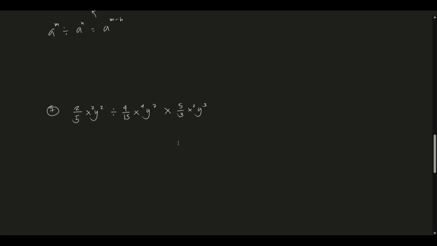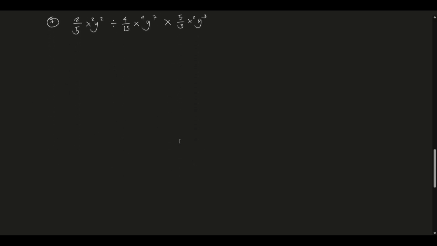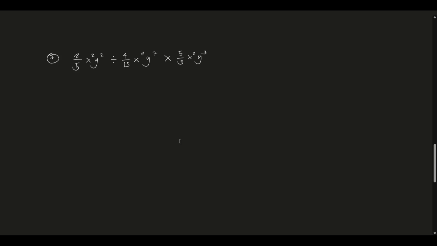Okay, we also have another example here, which is much more complex. So we have 2 over 5 x squared y squared divided by 4 over 15 x raised to the 4 y raised to the 7 times 5 over 3 x squared y cubed.